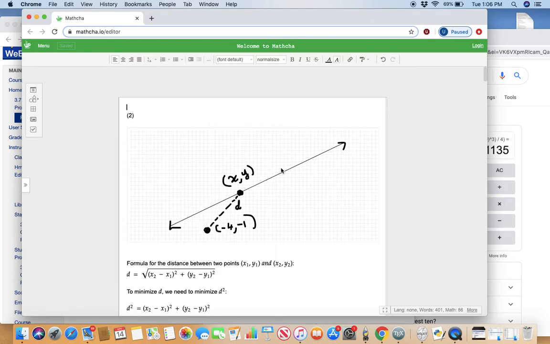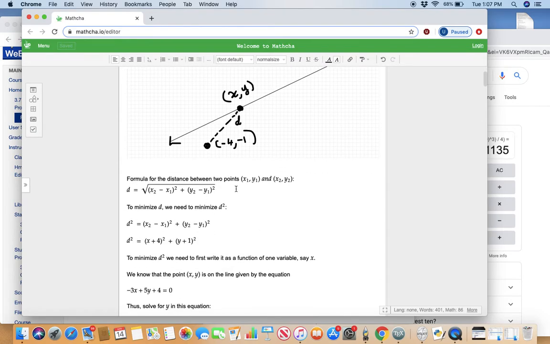But any point on this line, you can define its distance. You can find the distance of that point from this point. Okay, and then you want to minimize the distance function. Minimize the distance function means you eventually find the point that is closest to it. Okay, so what is the distance formula?